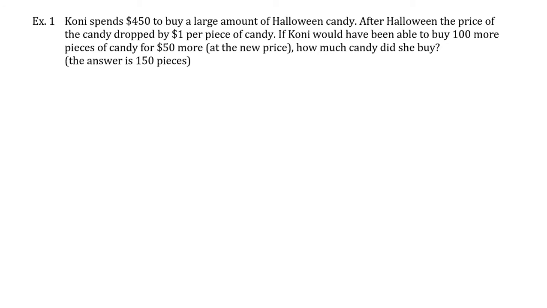Okay, so let's take a look at this. Coney spends $450 to buy a large amount of Halloween candy. That does sound like a lot. After Halloween, the price of the candy dropped by $1 per piece. That seems kind of crazy too, but anyway. If Coney would have been, this is the tricky part, if Coney would have been able to buy 100 more pieces of candy, but it would have cost them $50 more, that's at the new price. So they're buying more candy, but it's costing them more, but the candy costs less. There's a lot of changes going on here. How much candy did she buy?